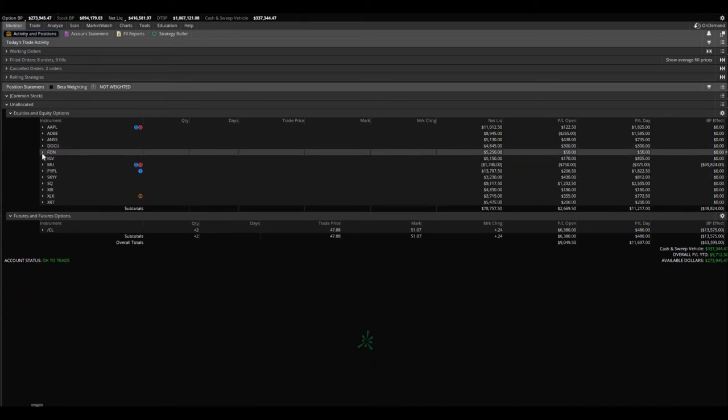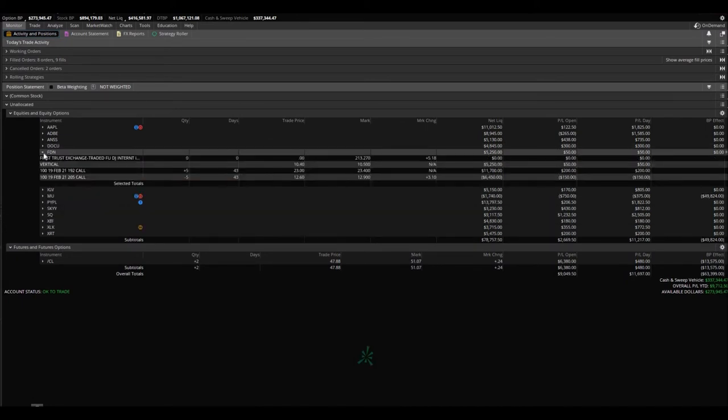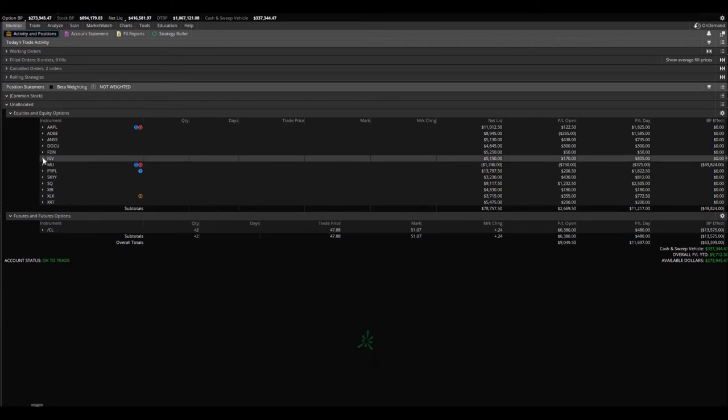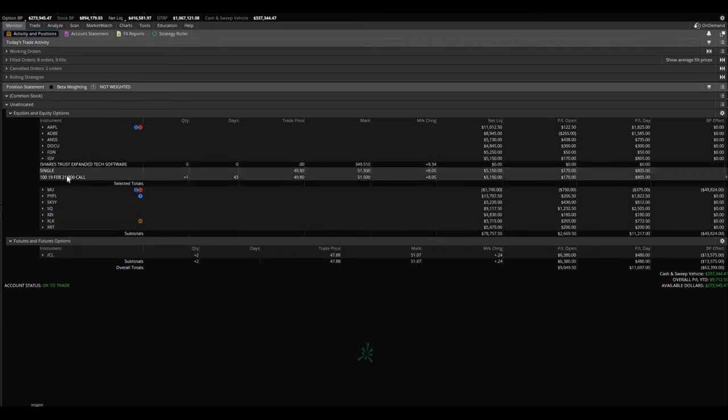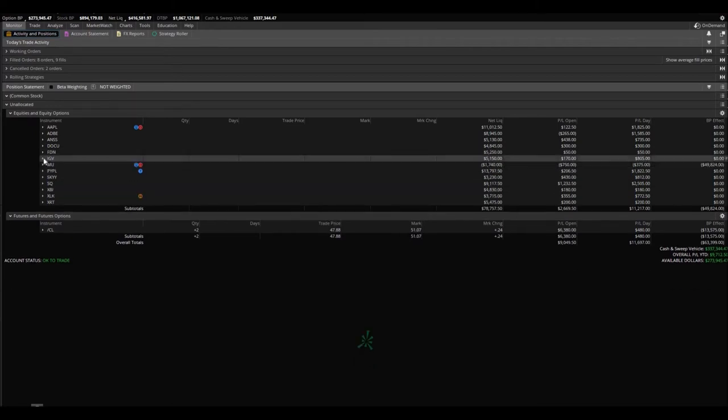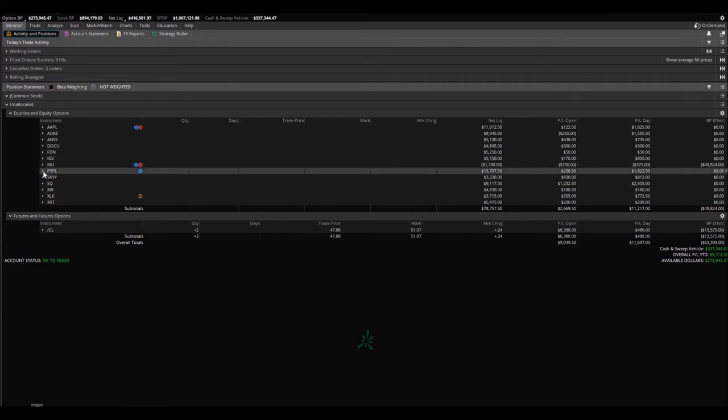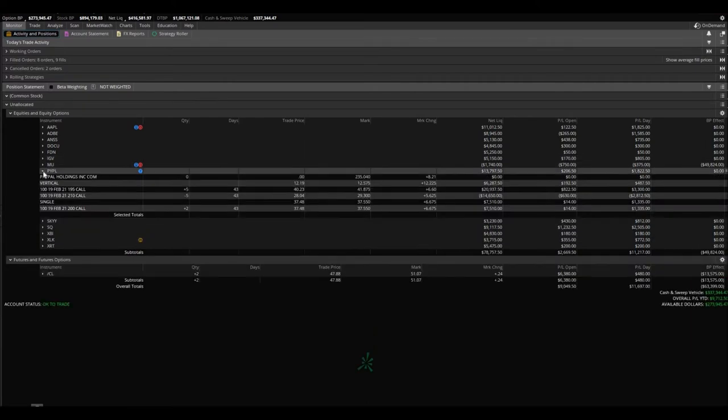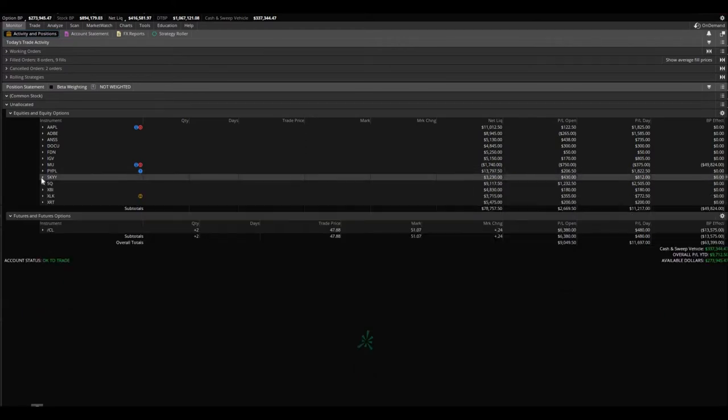FDN, up just a tiny bit. That's also a vertical. IGV, these are straight calls. We're up just a tad bit. MU, talked about it. PayPal, we're up $200. I do have a couple of single calls and also verticals all together there.